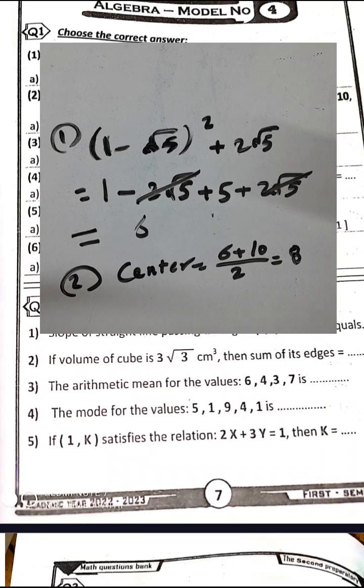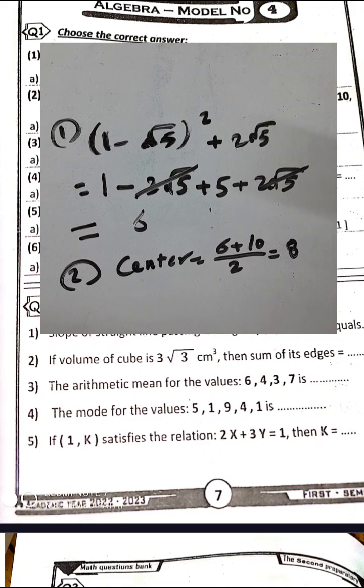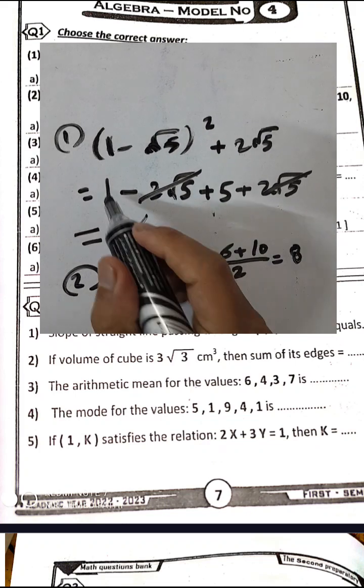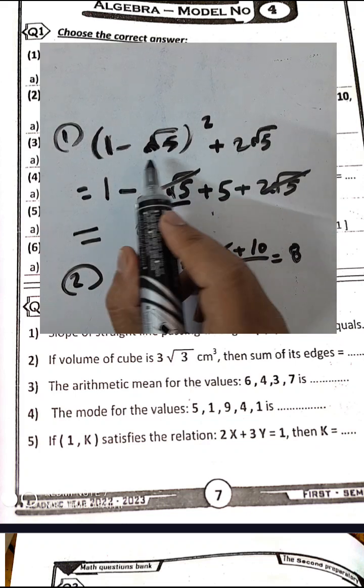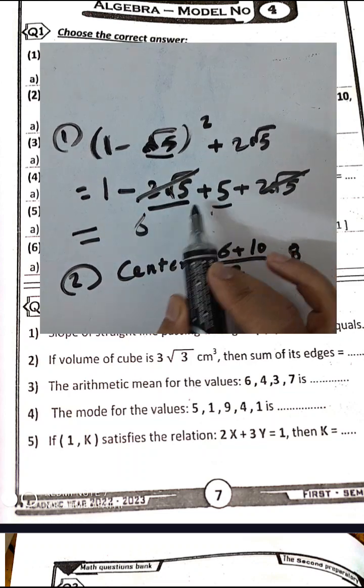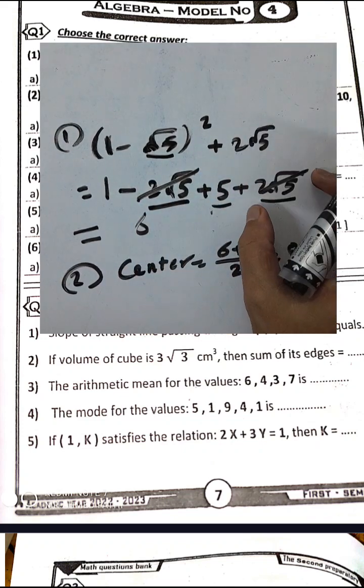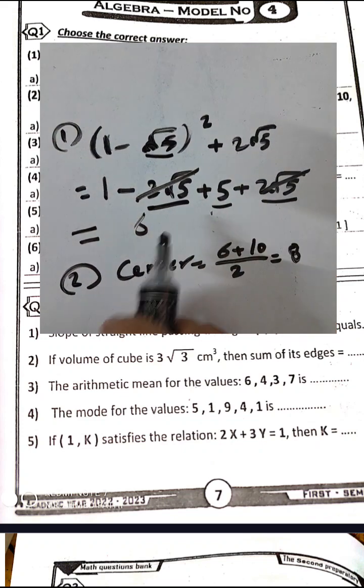Number 1. (1 minus root 5) all power 2 plus 2 root 5. We can write 1 power 2 here, it will be 1. And the middle, it will be 2 times root 5 times 1, it will be negative 2 root 5. And root 5 power 2 will be 5, plus 2 root 5. You can cancel negative 2 root 5 plus 2 root 5. And 1 plus 5 equals 6.